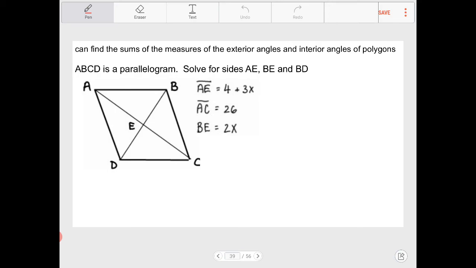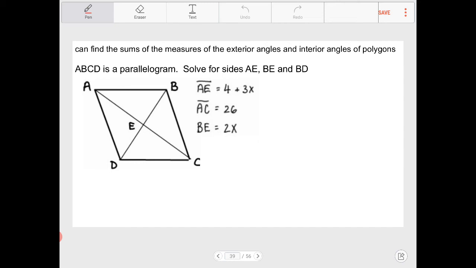All right, so quadrilateral ABCD is a parallelogram. Here you need to solve for side lengths AE, BE, and BD. Looking at this, I gave you side length AE, AC, and BE. Pause the video, see if you can figure this out.